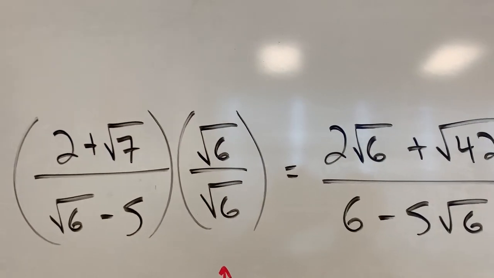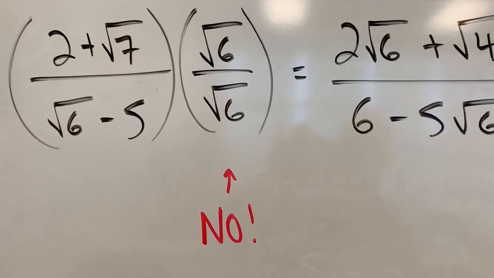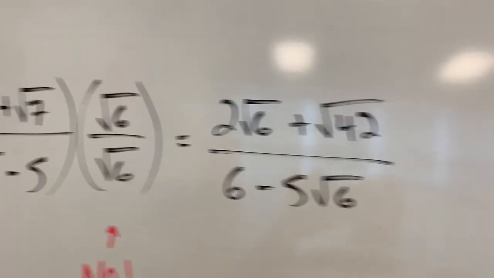But on the bottom, I realize, my radical didn't go away. I still have a square root. So no, in big red letters. That's not what I want to do.